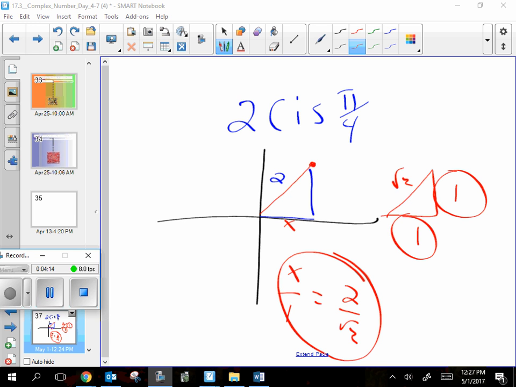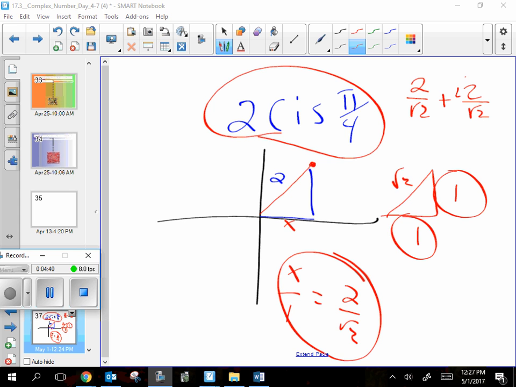Now if you were asked to write this in complex rectangular form, the answer would be 2 over root 2 plus 2 over root 2. True or false? False. It's close. What else do I need? An i. That now is in complex rectangular. This is in complex polar. Do you see the difference?